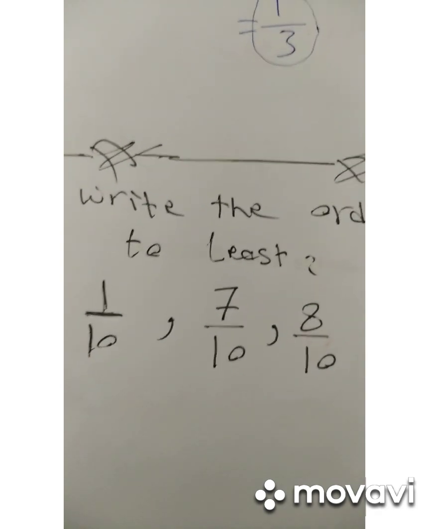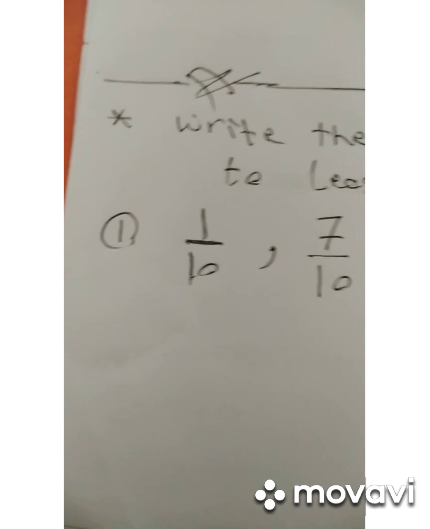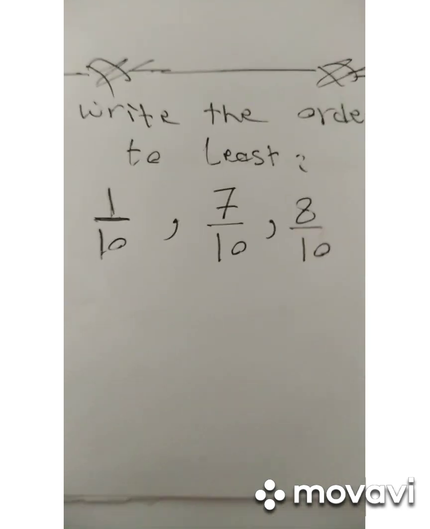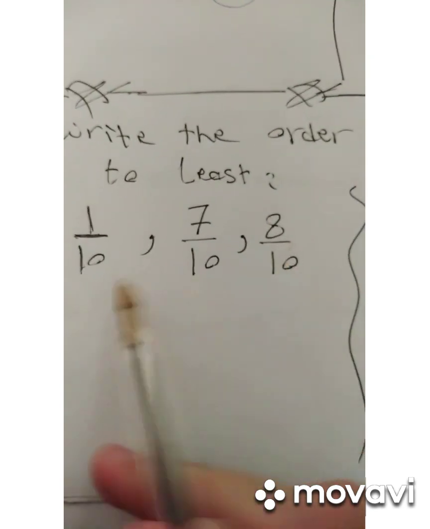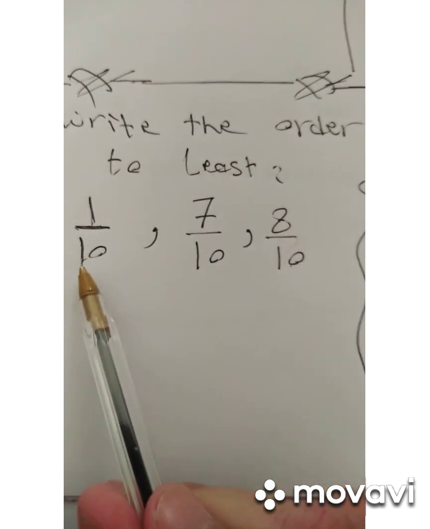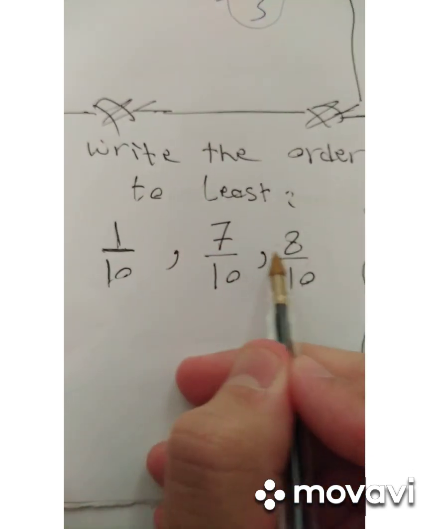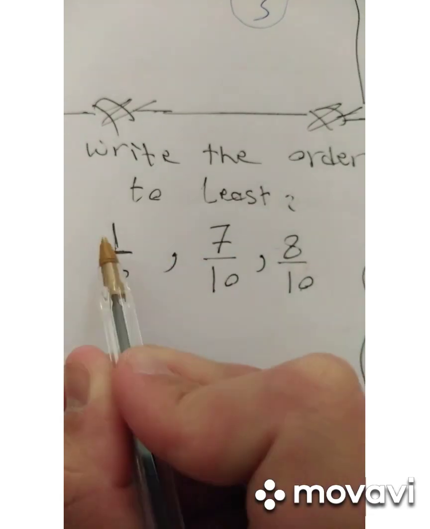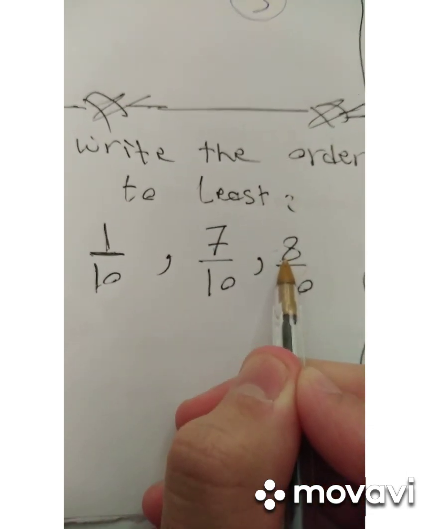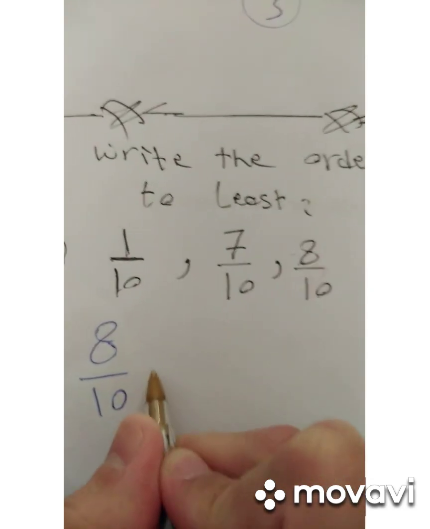Another example. Write the order of each from greatest to least. Number 1. 1/10, 7/10, and 8/10. Look at the three denominators. Are they equal? Yes, they are like denominators. So look at what? At the greatest numerator. What is the greatest numerator now? 1, 7, or 8? Yes, 8. So the greatest fraction now is 8/10.